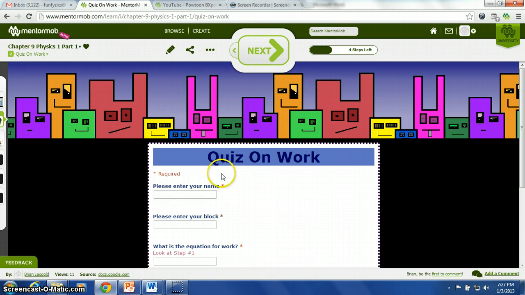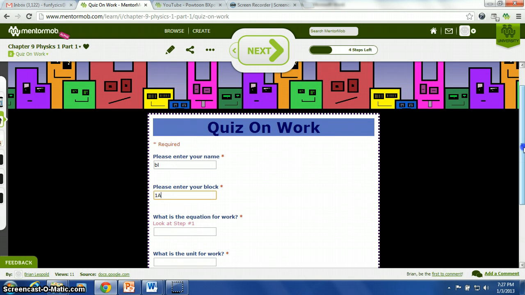It says please enter your name. So I enter my name. BL Block 1A. Look at the equation for work. Step 1 would be the first step. You can go backwards by clicking on this. If you don't know that, it's work equals F times D.